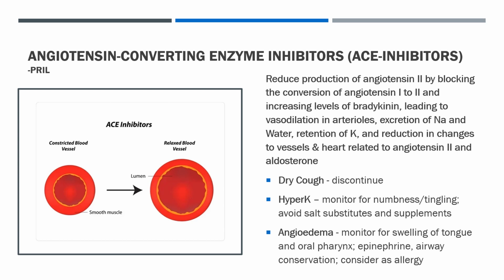Essentially, what it's saying is just what this picture is saying. A normal blood vessel with an ACE inhibitor becomes a relaxed vessel. So not necessarily vasodilation, but relaxation. So it expands, it opens up, which then of course lowers the pressure on the lumen, therefore lowering your blood pressure.